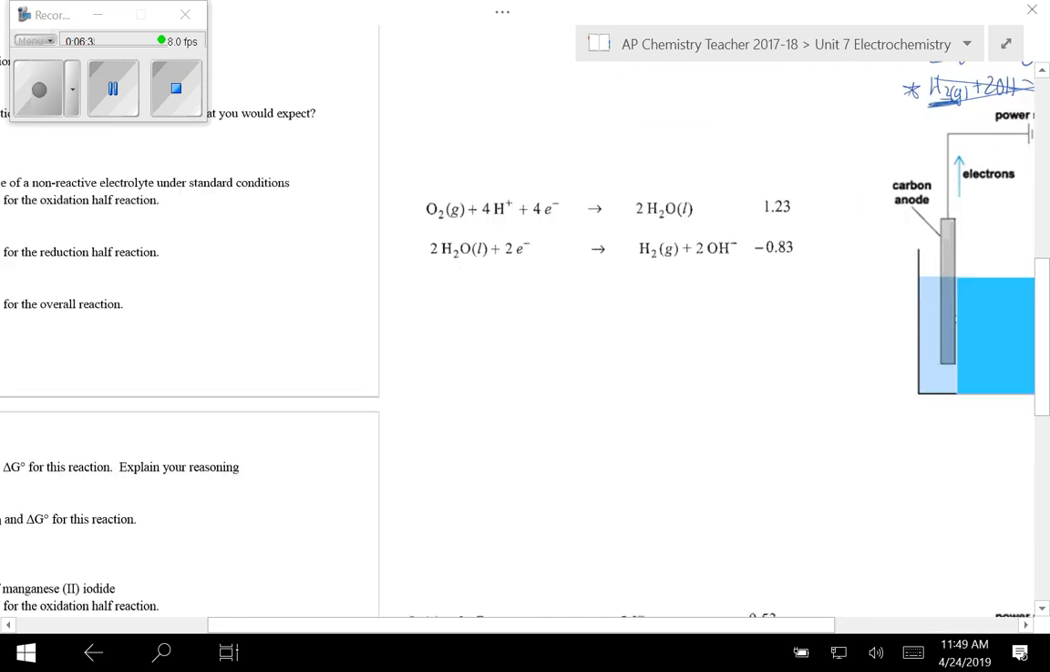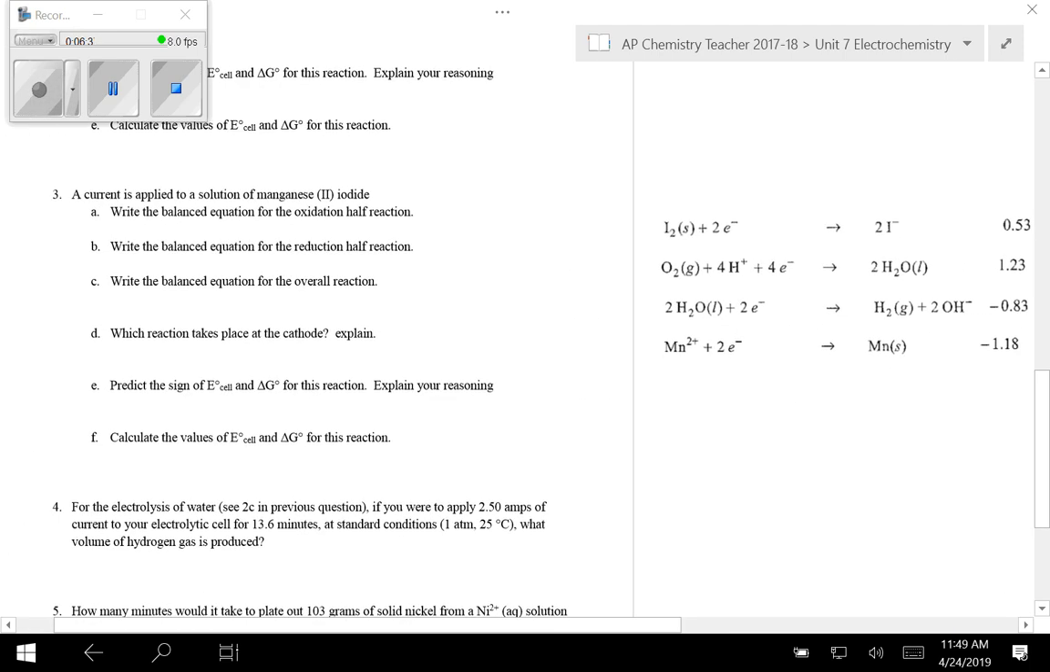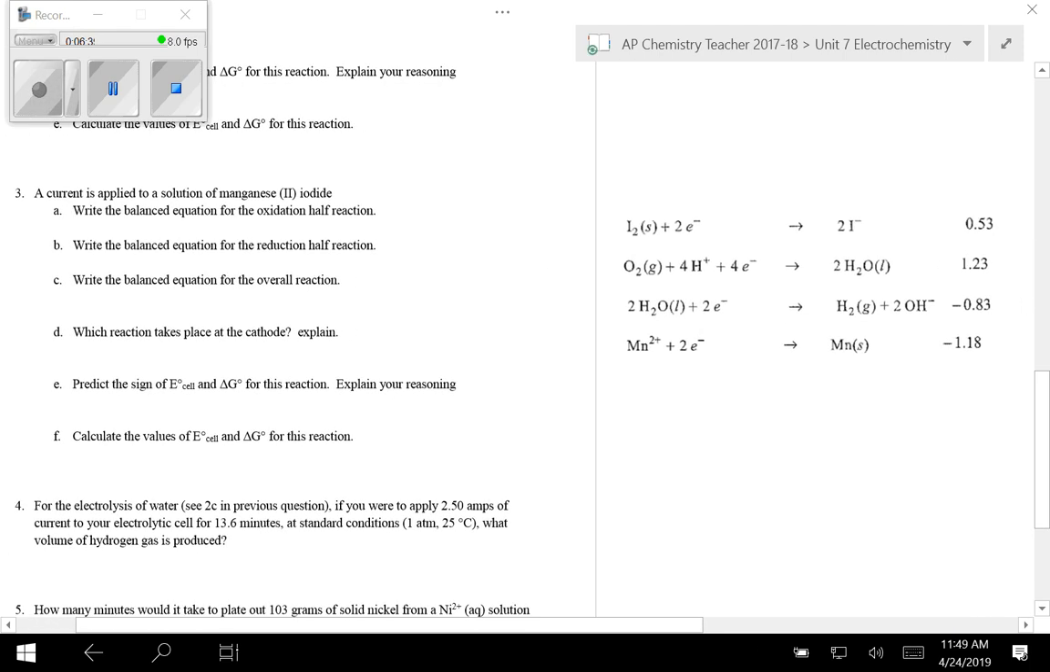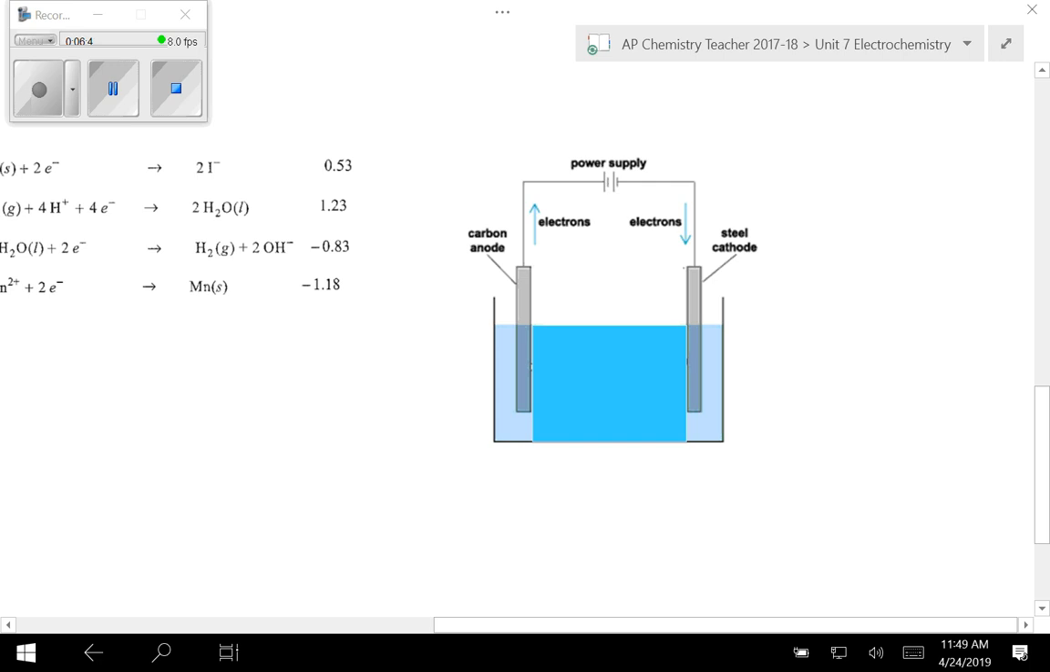So let's scroll down and look at another example here. We've got a solution of manganese iodide, so it's aqueous manganese iodide. I'm going to look at what's present in my container. I've got liquid water, I have manganese ions, and I have iodide ions. Notice what I do not have is solid manganese or solid iodine.